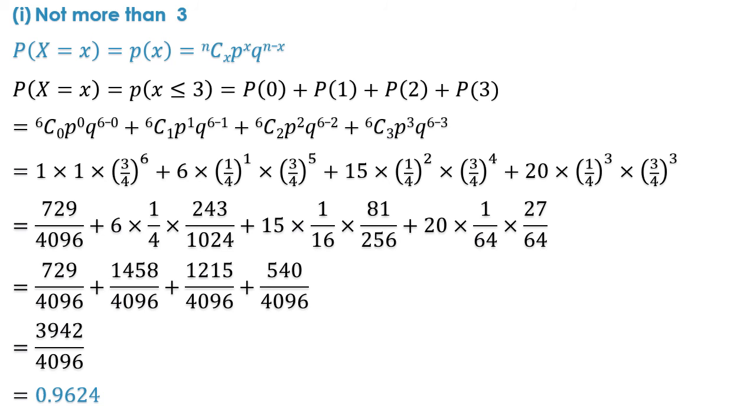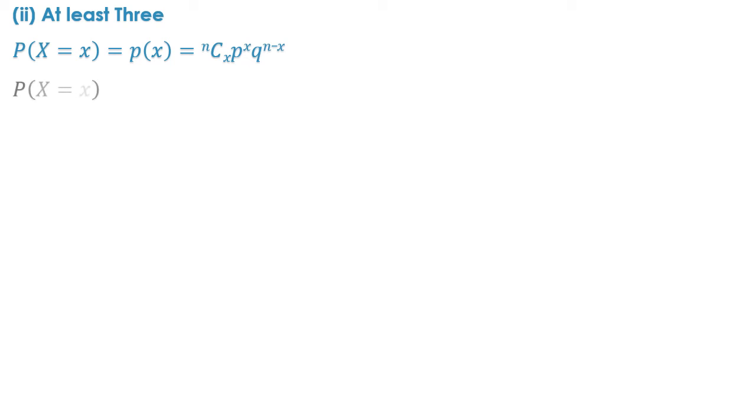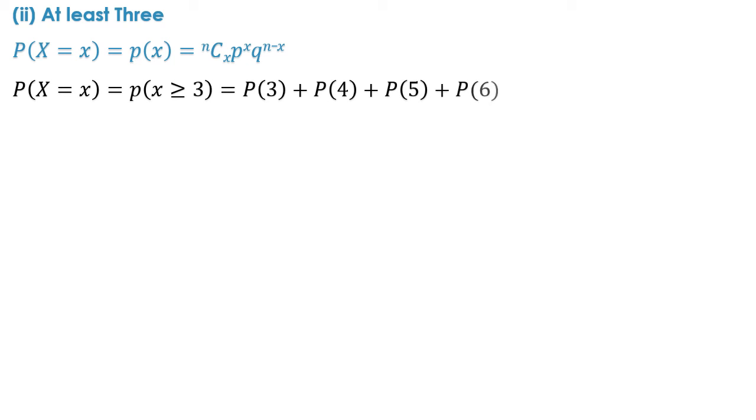Else we still have one more question left. That's the second question. At least 3 lines will be busy. That is, when we say at least 3 lines, it is x which is more than or equal to 3. So it is either 3 or 4 or 5 or 6. So this time 3 will be common, but I am going to write it anyways, and then we have to find 4, 5 and 6.